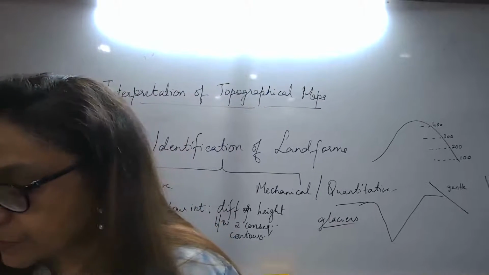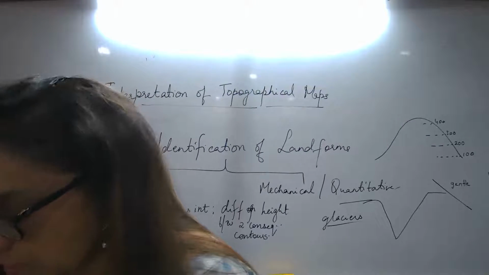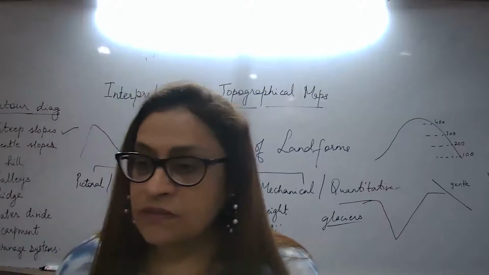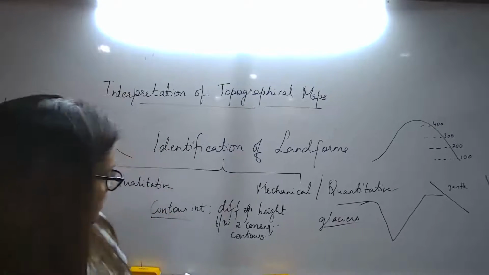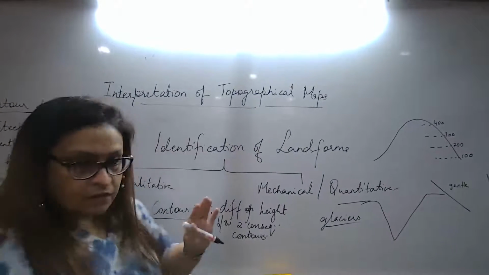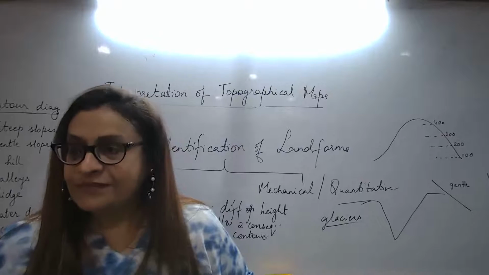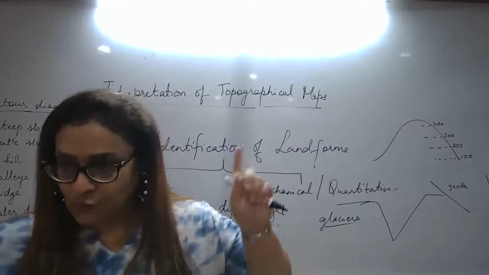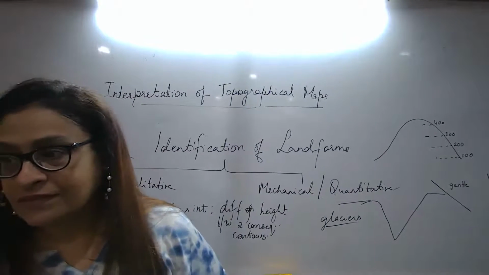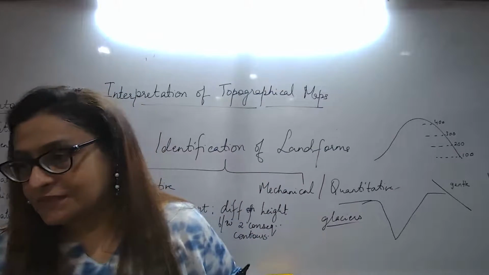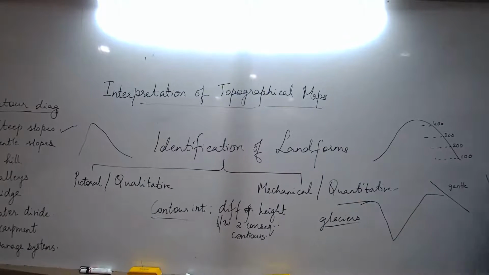In this pattern, the tributaries can be seen meeting the main stream at right angles. What are tributaries? Like the main river which subdivides, right? It's actually not that. It's the other way around. The small branches are meeting the main river. That's a tributary.